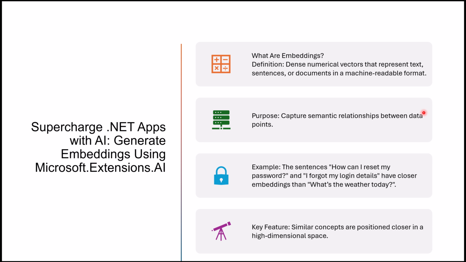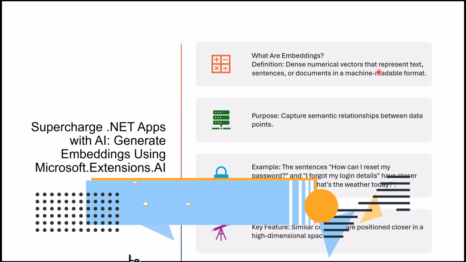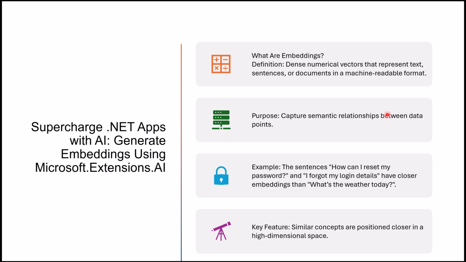What are embeddings? Embeddings are dense numerical vectors that represent data like text, sentences, or even entire documents in a format that a machine can process. They are designed to capture the relation between data points. For instance, the sentences "how can I reset my password" and "I forgot my login details" have embeddings that are closer together compared to "what is the weather today". This reflects the semantic similarity, and it's what makes embeddings so powerful. They allow AI systems to understand meaning and context.